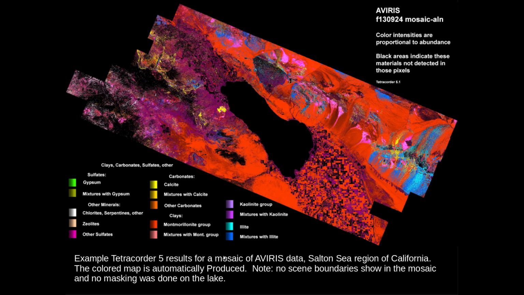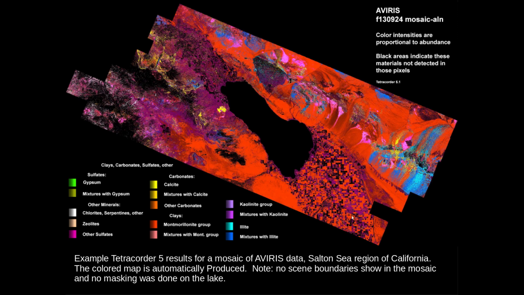So here's an example of Tetracorder 5. It was a mosaic of average data, and this is an automated product from Tetracorder. The color scene here was the automation, and we defined by a script which minerals went into this map, and then we had to make the key. So the key is put on the actual color map output, so you can review these pretty quickly.